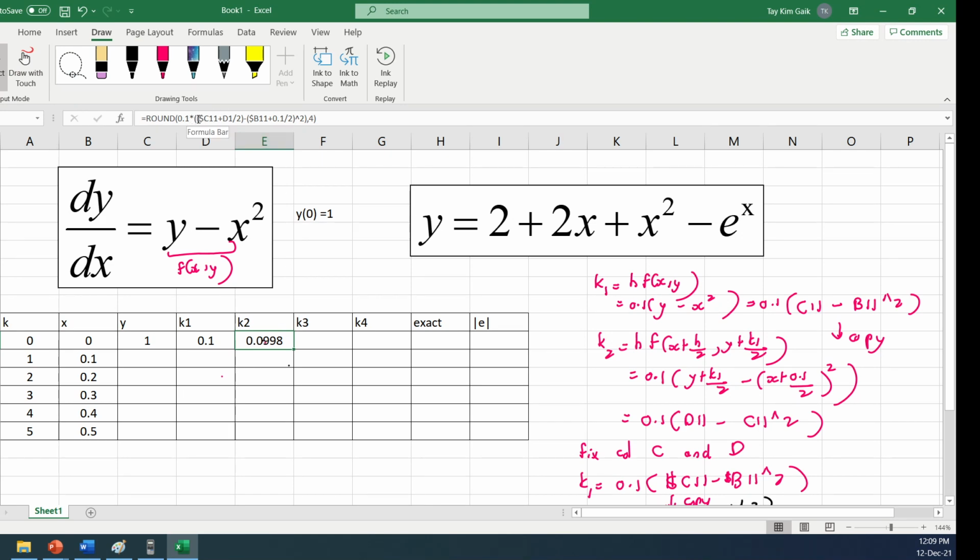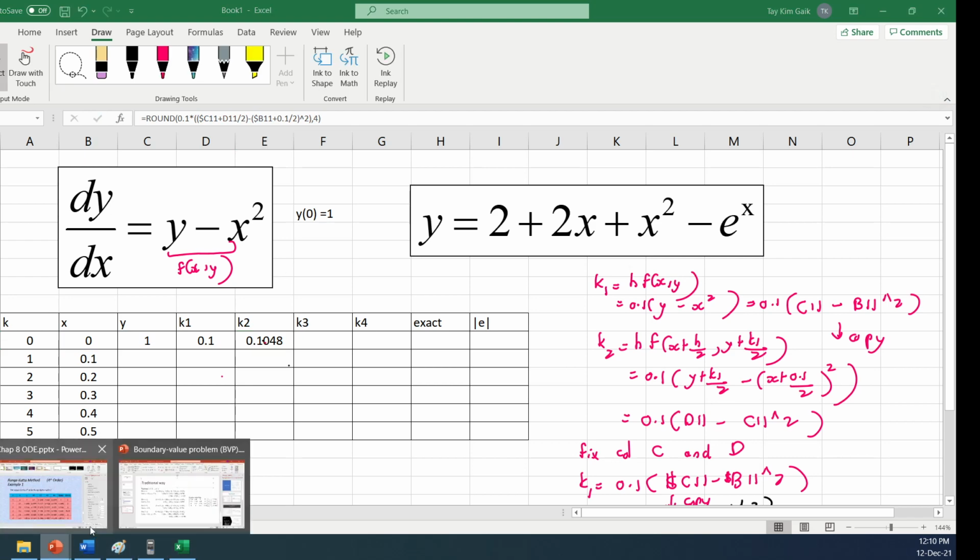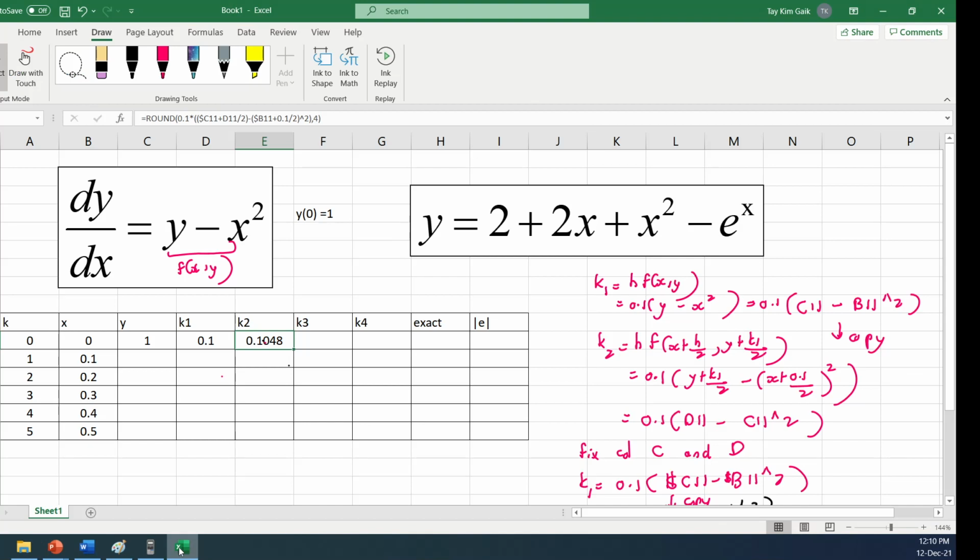0.1 multiply 1, 2, 3. This one close here. This is for round. 0.1 is here. The D should be D11. D11. Oh yeah, thank you. D11. Thank you very much. So 0.1048 here. 0.1048. So after that, you can copy the K2 formula to K3.